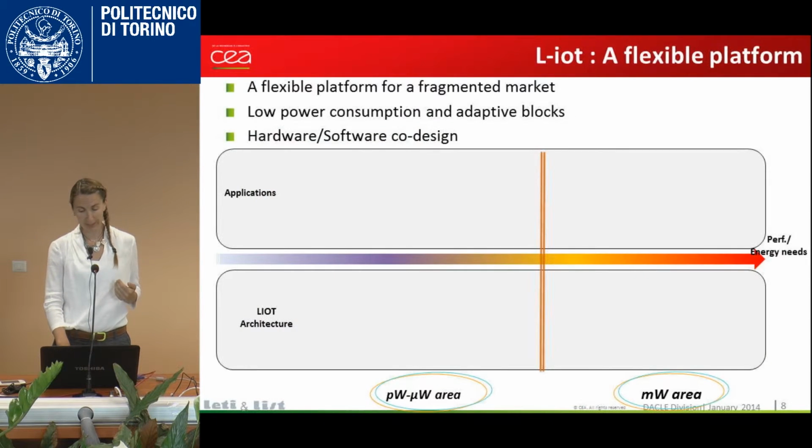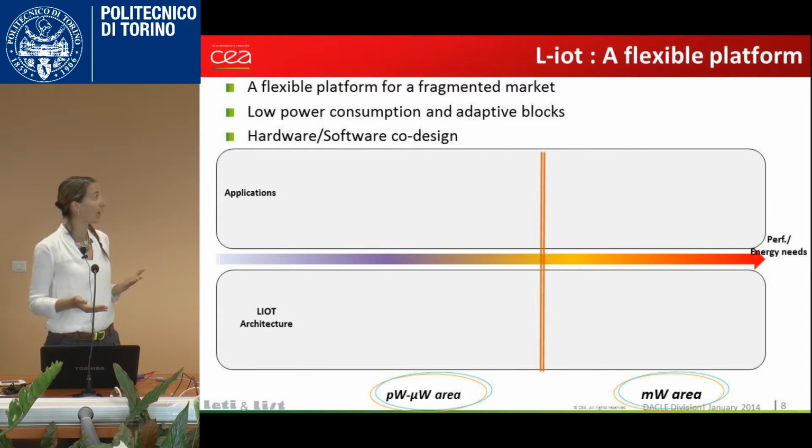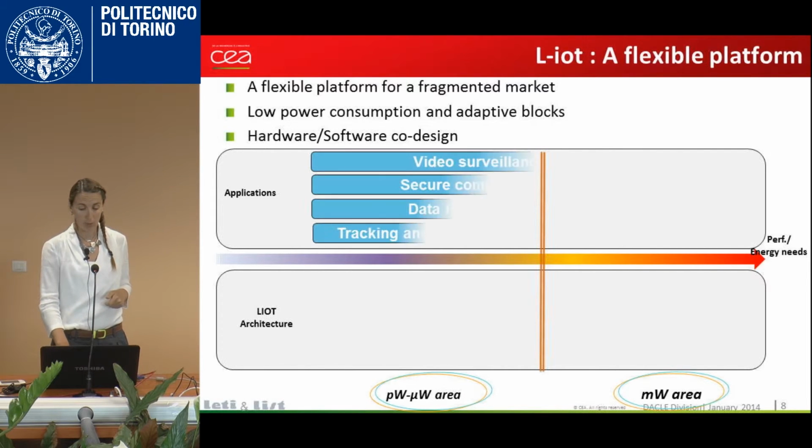If you consider this architecture, then this is not something flexible. This is something that is really fixed. And what we would like, if we consider the fragmented market that I have shown, the low power consumption and the adaptivity that is needed, then you can think about a system that is more partitioned. It is partitioned in one part that is really low power, we are in the picowatt or microwatt area, and there is another part that is more in the milliwatt area. You can think that you have a lot of energy that is recovered, and then you are able to do something that is more interesting.